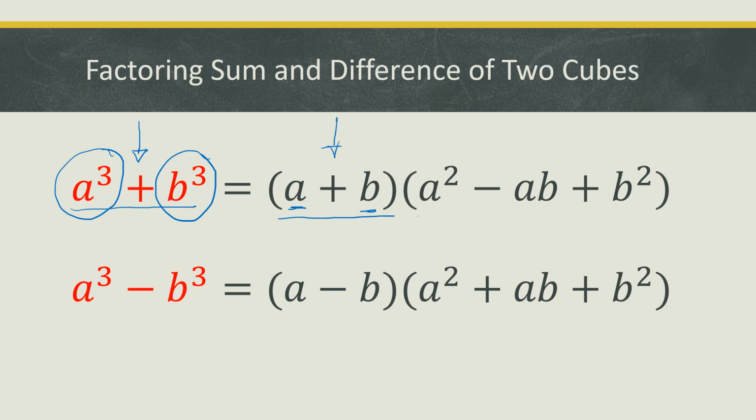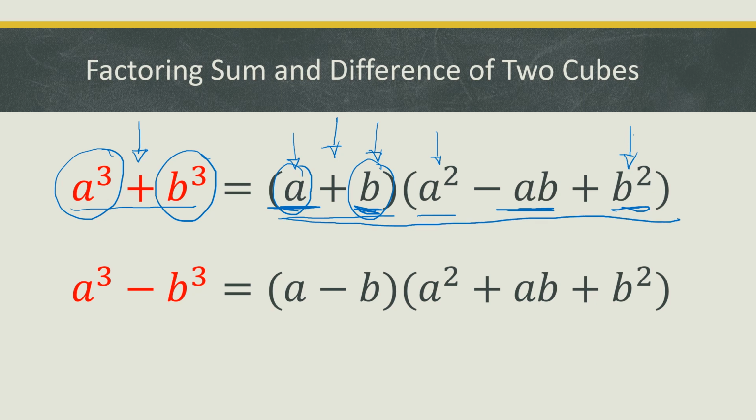For the second factor, first, we get the square of the first term of the first factor, a. So that is a squared. Minus the product of the first and the second term of the first factor. Plus the square of the second term of the first factor, which is b, so we have b squared. Therefore, the sum of a cubed and b cubed is equal to a plus b multiplied by a squared minus ab plus b squared.